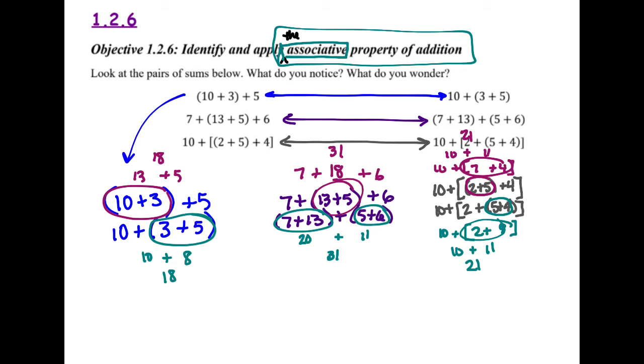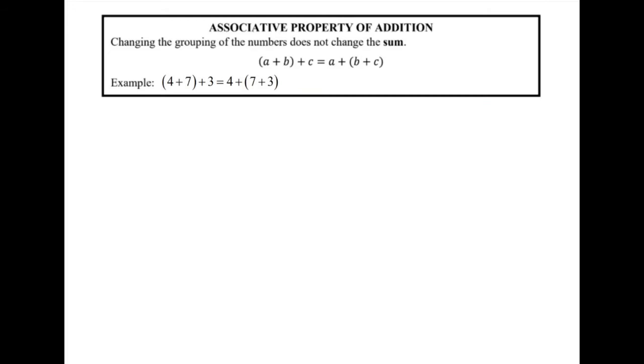Moving parentheses around in an add problem does not change your answer. That's what the associative property is. And here it is written in a sentence, in a formula, and there's an example. Okay? Sometimes the formulas get confusing because the variables don't look like math, but it just means a generic number. Anything will work. Whatever you have for A here, you're going to use the same A here. Whatever B is, you're going to use the same B, and whatever C is, you're going to use the same C. You're just going to move parentheses around.